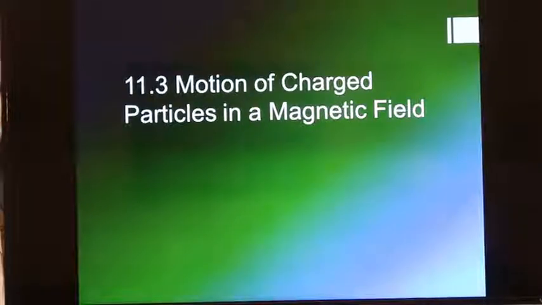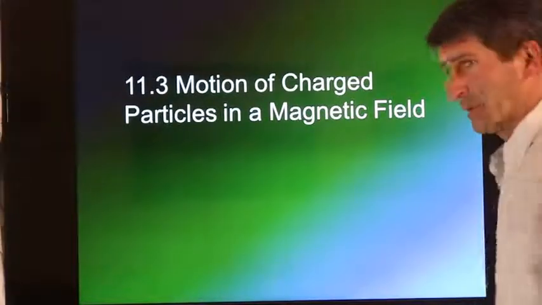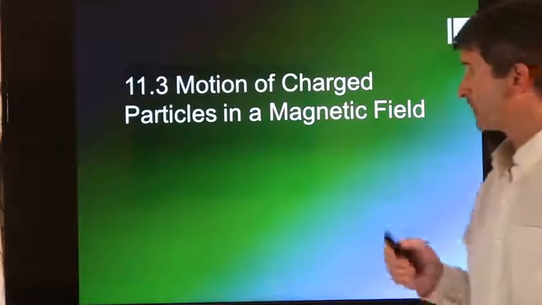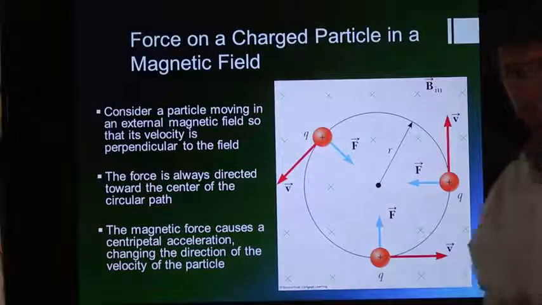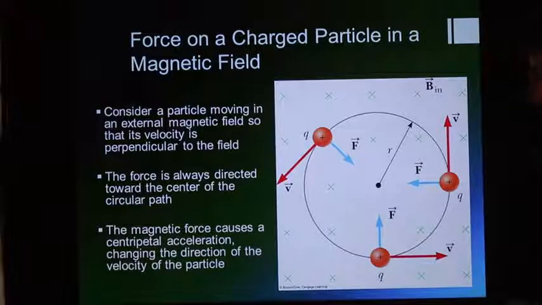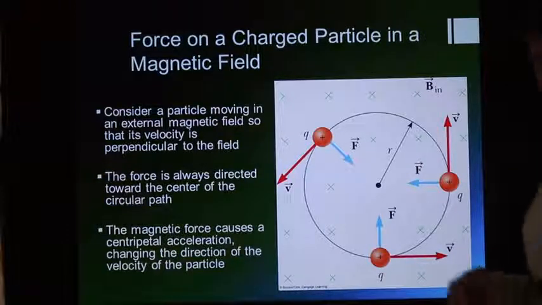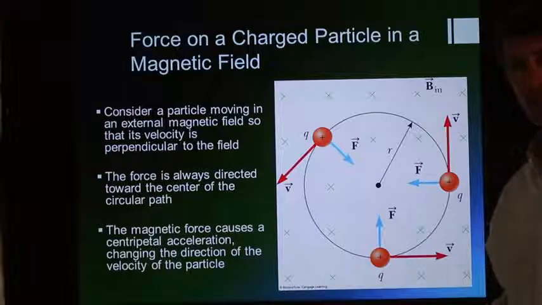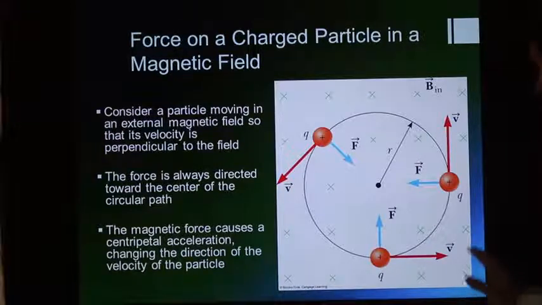So let's look at the motion of a charged particle in a magnetic field. What we're going to notice is that when a charged particle is moving in a magnetic field, and we apply the right-hand rule to it, we discover that in fact the force is a centripetal force. What do I mean by that?